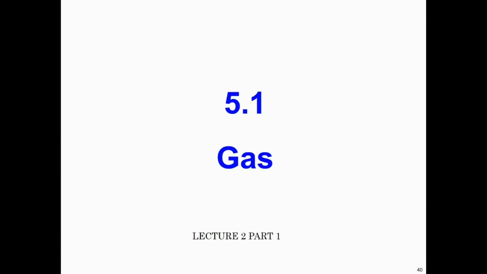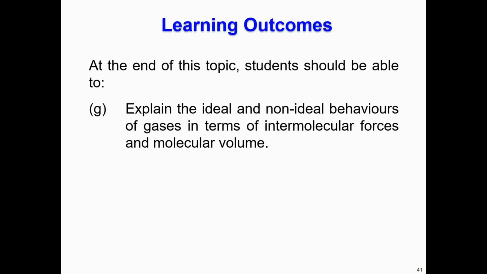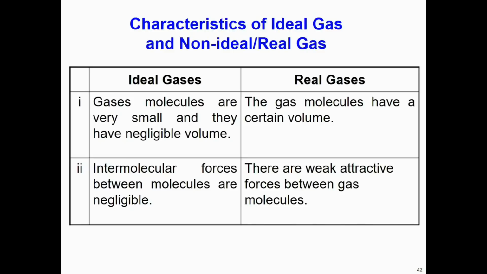Now we will continue with the first part of lecture 2. For the learning outcome, you should be able to explain the ideal or non-ideal behaviors of gases in terms of intermolecular forces and molecular volume. And you should be able to explain the conditions at which real gas approach the ideal behavior. So this is the comparison between ideal gas and real gas, which is also known as non-ideal gas.